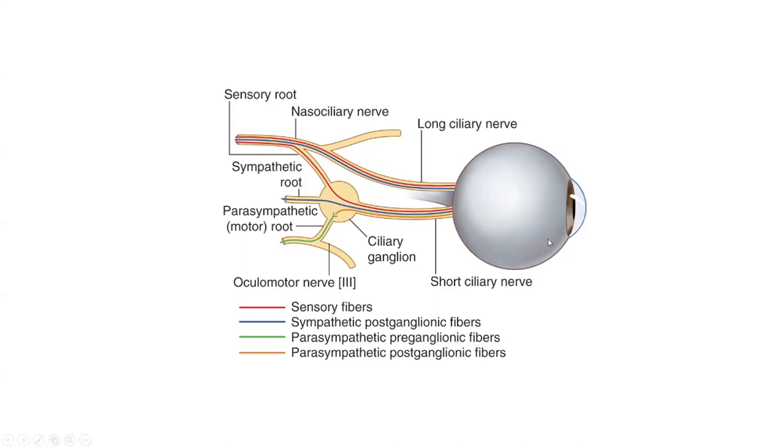And also we can see in some literature, you see the blue color, that the long ciliary nerve also is carrying the sympathetic postganglionic fiber from the superior cervical ganglion through this passage. So this is about the ciliary ganglion.